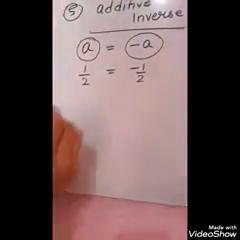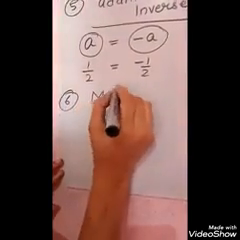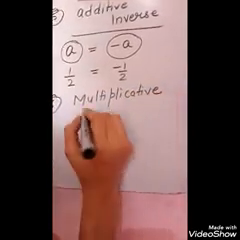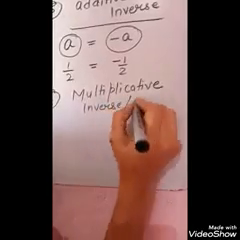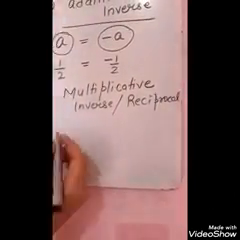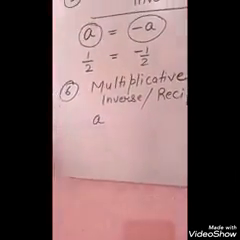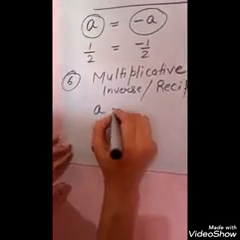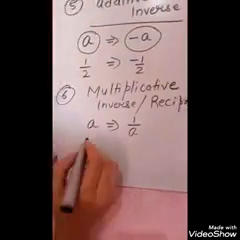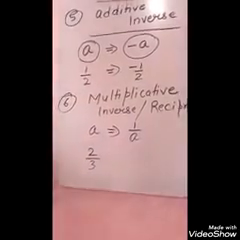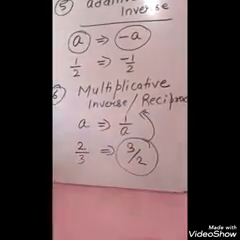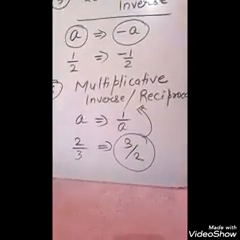Okay, and the next topic is multiplicative inverse, or in simple terms we can call this the reciprocal. Reciprocal is the inverse of any rational number. For example, if A is your rational number and you have to find its reciprocal, its reciprocal will be 1 by A. Now we will take one example, 2 by 3, and its reciprocal will be 3 by 2, and that is also called the multiplicative inverse of 2 by 3 or reciprocal of 2 by 3.